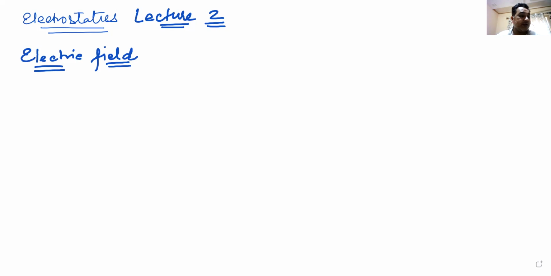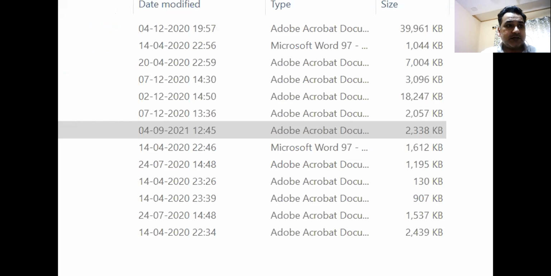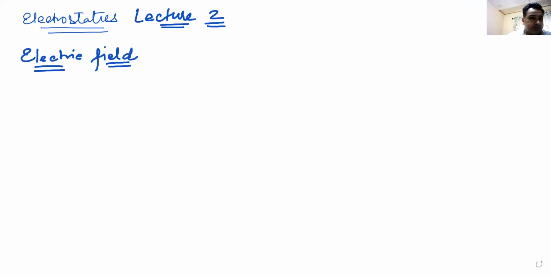Okay. So we were doing electric field, and electric field is the region in space where a charge experiences electric force. Whenever you have a charge and you place this charge in space, in the region around this charge, it will create a region where if you bring another charge, the other charge will experience a force. That force will be known as electrostatic force. And that region in space will be known as a region having electric field.